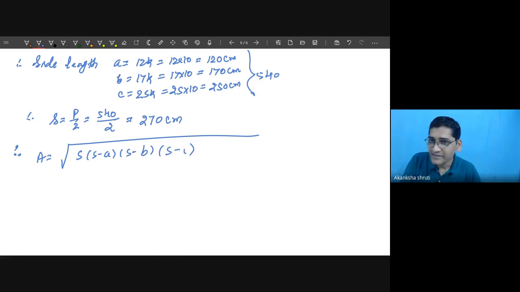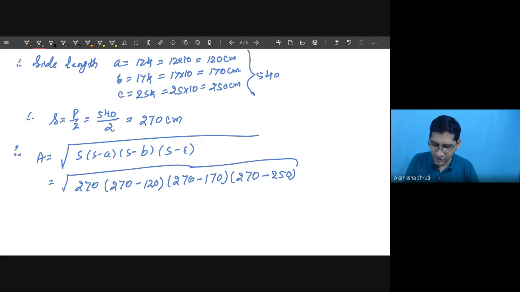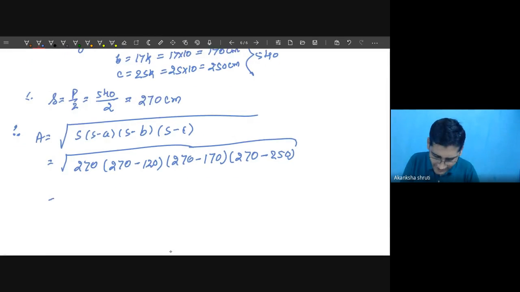Then S minus C. We need to substitute it. So go for substitution. Here on substitution, you will get 270 into 270 minus 120, then 270 minus 170, then 270 minus 250. These are the calculations we have to do. So be patient while calculating this, though it is also very easy.